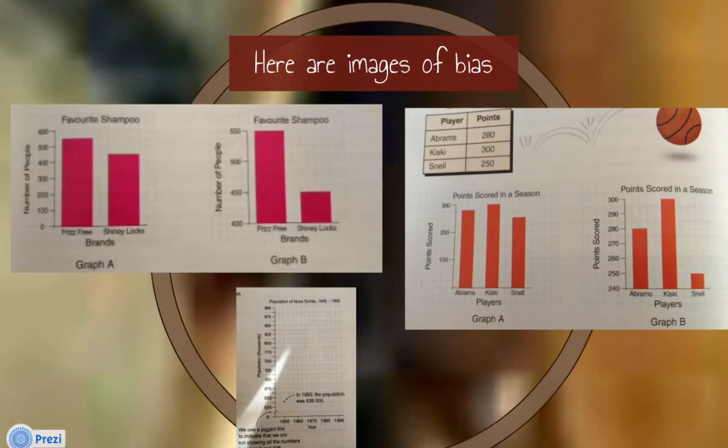And here are images of bias. If you look at the picture on the left with the pink bars, this is how changing the interval can affect bias. It's also what happens when you don't start at 0. If you look on the right, they start at 400, and they go up by a larger or a smaller interval as well. Whereas on the left, in favorite shampoo, they start at 0 and it looks a lot more even.